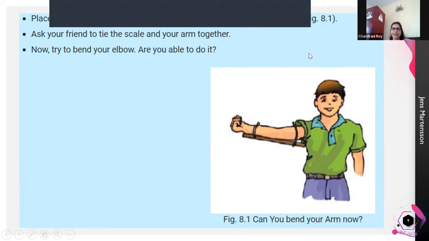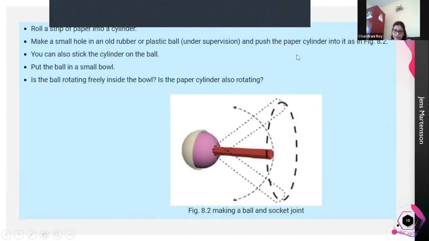So this is one activity which can take us to the importance of joints. This is another one which the book shows, where we have a ball and we roll a strip of paper into a cylinder and make a small hole in an old rubber or plastic ball, and we push the paper cylinder into it. And then we can have a bowl that we use in a kitchen in which the ball fits. And then we can move it freely and show them a ball and socket joint.